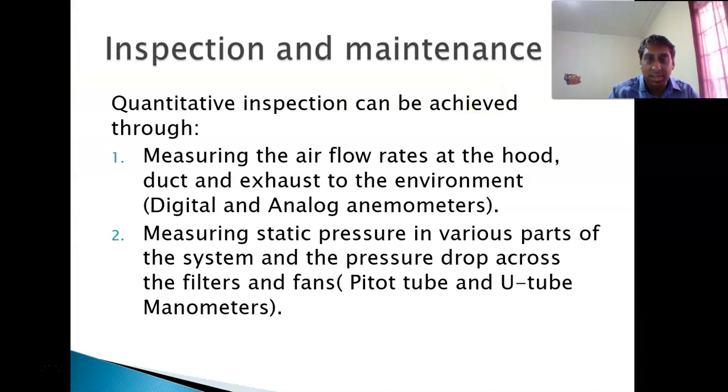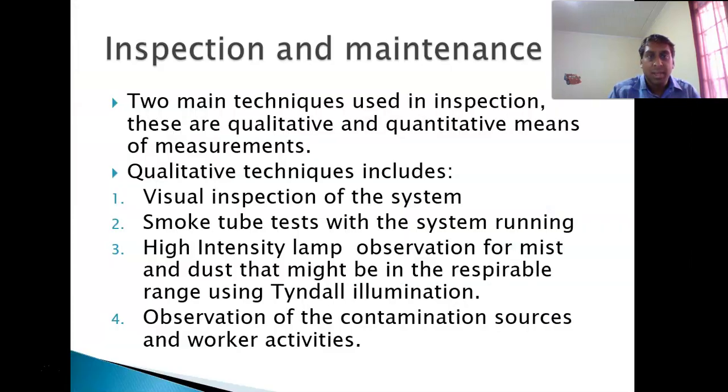So the means of qualitative testing then, right? So visual inspection, which is you just walking along the system and checking for faults, the smoke tube, the high intensity light, but also the last one is a nice one: observation of the contaminant sources and worker activities. So what that means is you could simply look at the condition of the workplace.